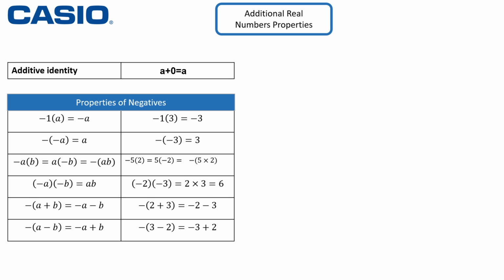Also, if we have negative times 3 minus 2, if I use the distributive property, the answer will be negative 3 plus 2, which is equal to negative 1. On the other hand, you can simplify the parentheses at the beginning. 3 minus 2, I will get 1. Then negative times 1 will be equal to negative 1, as if I'm finding the opposite of 1.